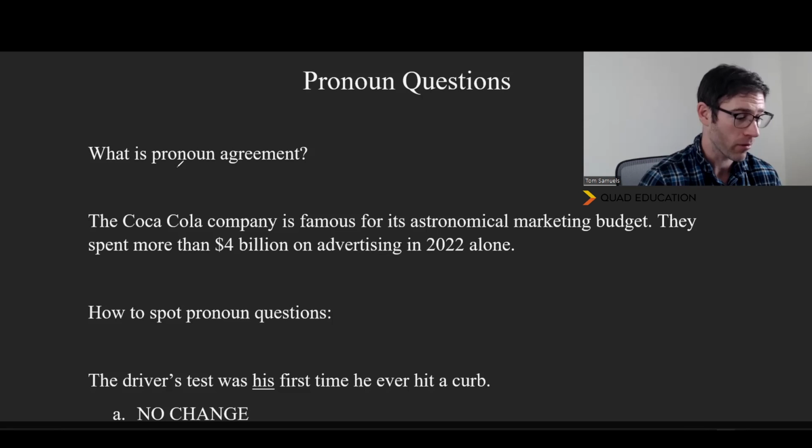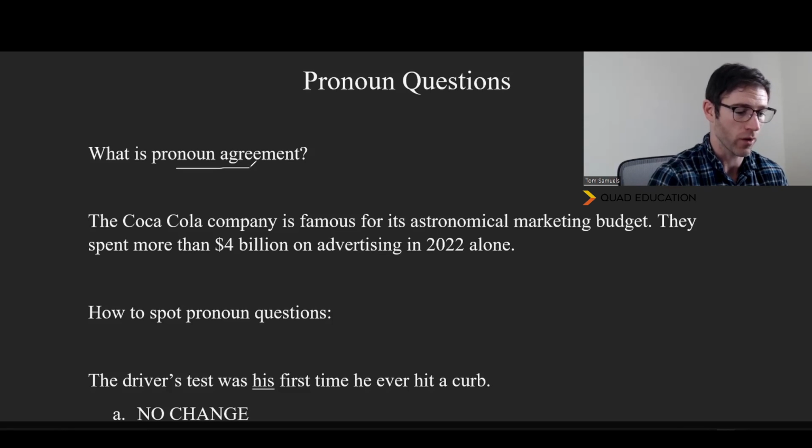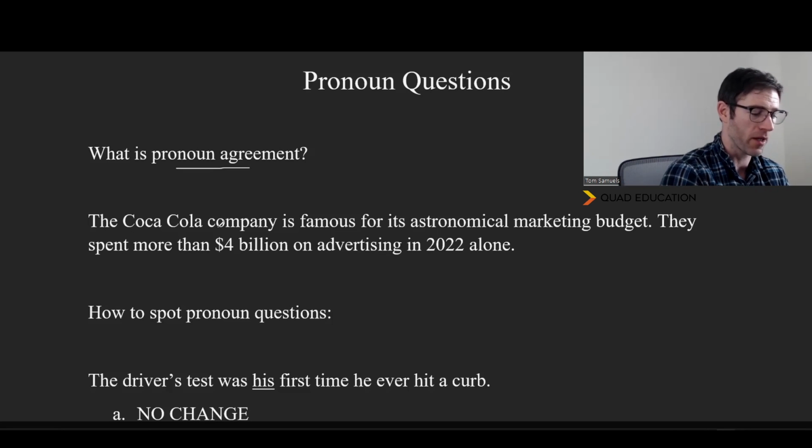Well, what pronoun agreement means is making a pronoun match to what's called its antecedent. And so the antecedent is what a pronoun refers to. So if I were to say, Frederick is going to the fair, he is very excited, the antecedent of he would be Frederick. And so one instance of pronoun agreement where it's a little trickier is the Coca-Cola company is famous for its astronomical marketing budget.